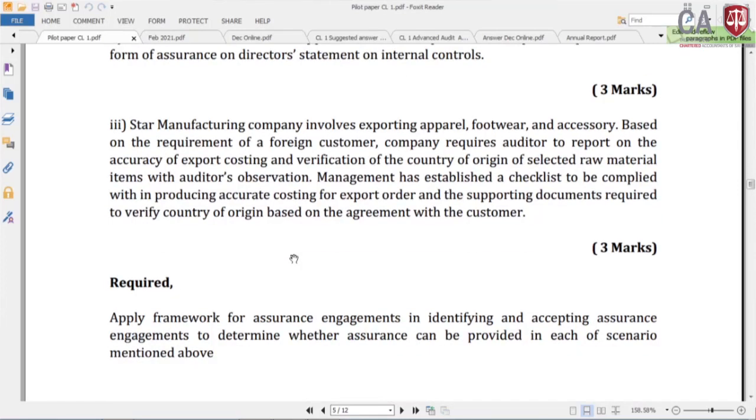Apply the framework for assurance engagements in identifying and accepting assurance engagements to determine whether assurance can be provided in each of the scenarios mentioned above. The question is, you have to see whether assurance can be provided in the given scenario.